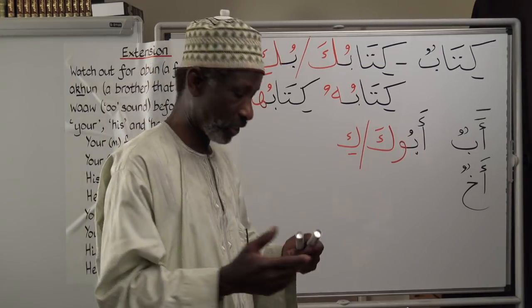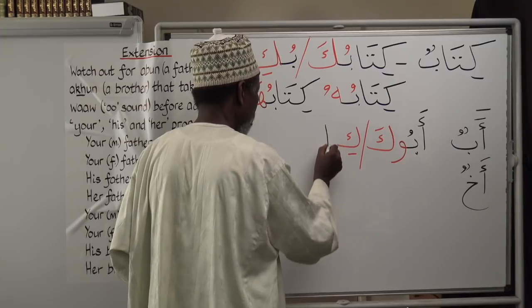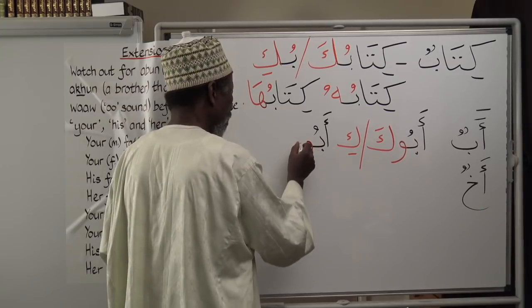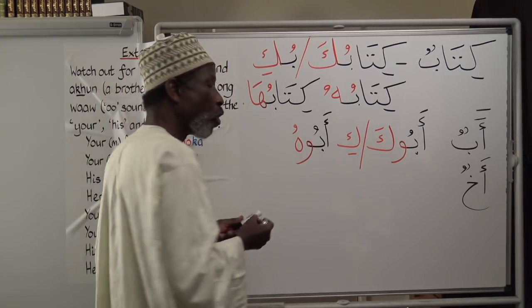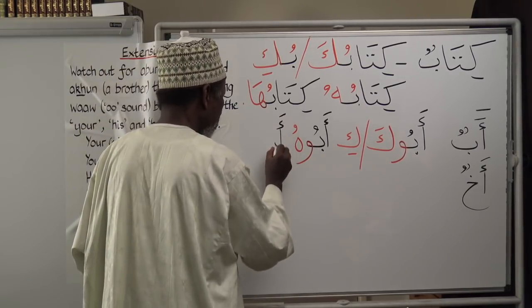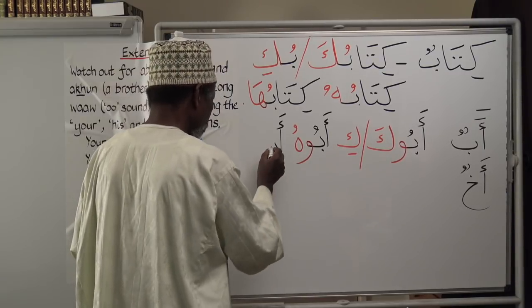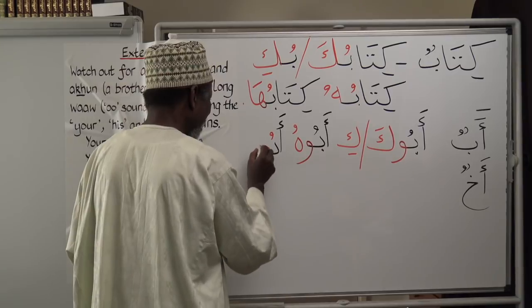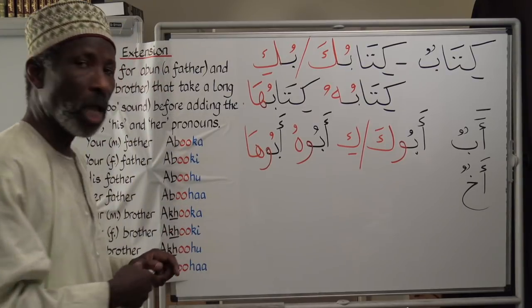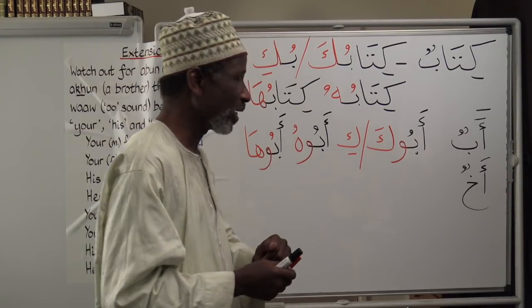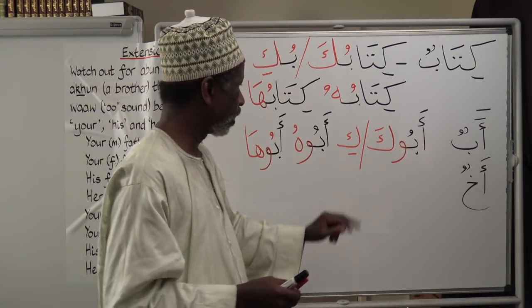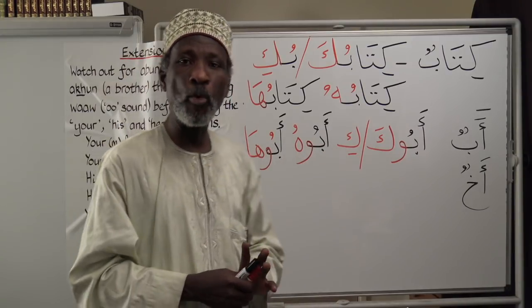If you want to say his father, same thing, you say abu, then the wow, and then hu. Abuhu, his father. And her father is abu, and then ha. Abuha. That's what I mean by special situation regarding these two nouns. So abuka, abuki, abuhu, and abuha.